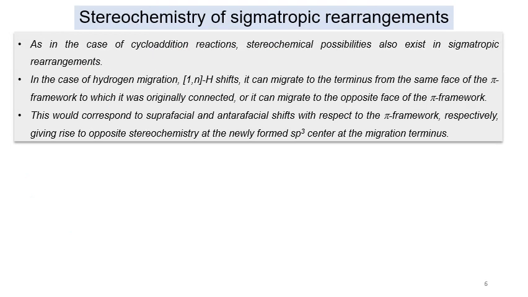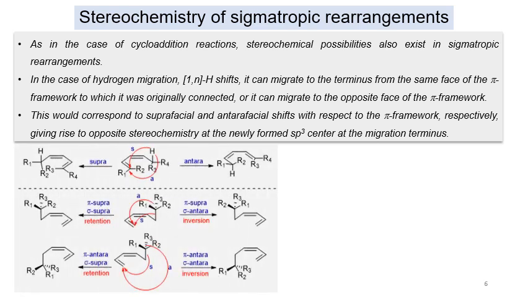So what about the stereochemistry of sigmatropic rearrangements? As in the case of cycloaddition reactions, stereochemical possibilities also exist in sigmatropic rearrangements. In the case of hydrogen migration, obviously, it can migrate to the terminus from the same face of the pi framework to which it was originally connected, or it can migrate to the opposite face of the pi framework.